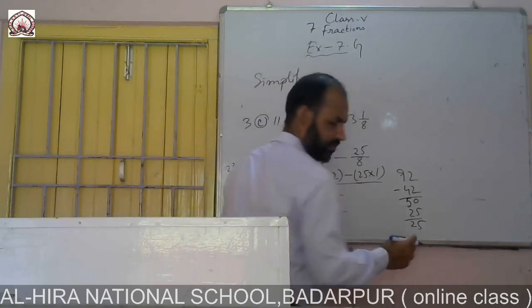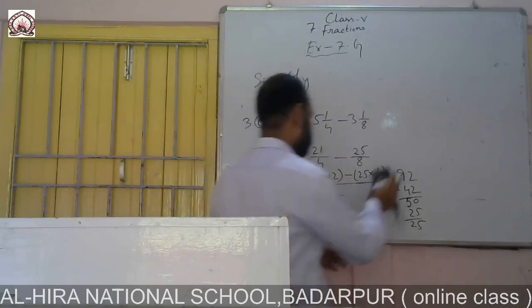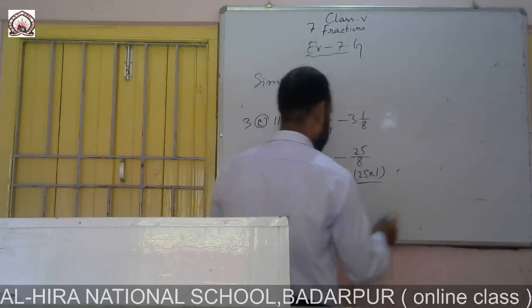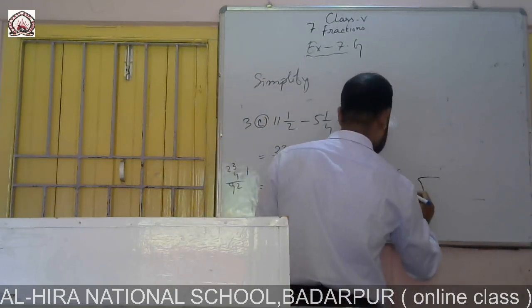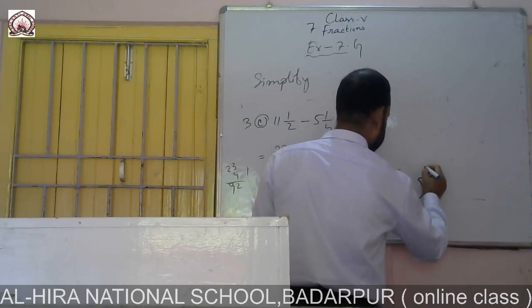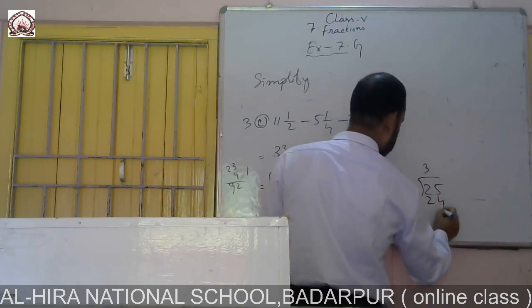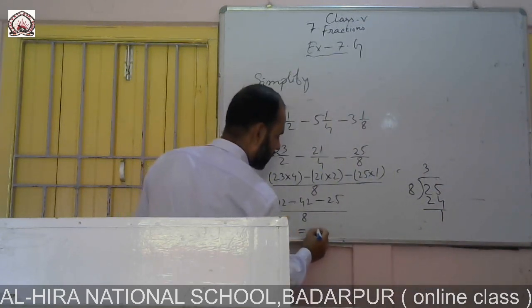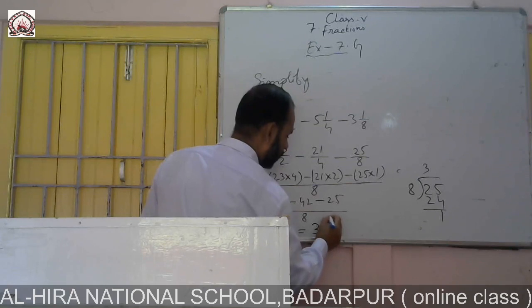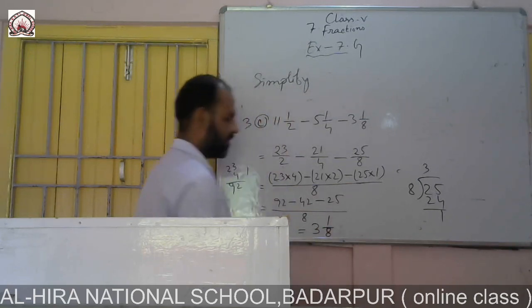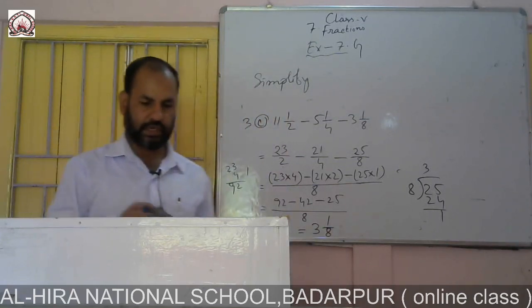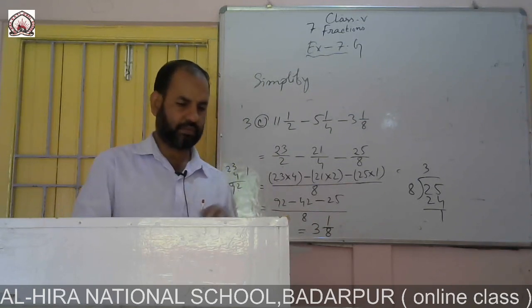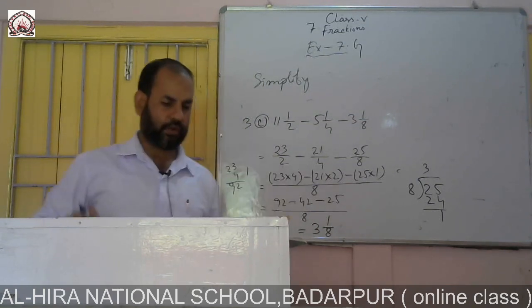Now we make it a mixed fraction. 8 3s are 24, remainder 1. So the answer is 3 1 by 8. Now we solve the next one.